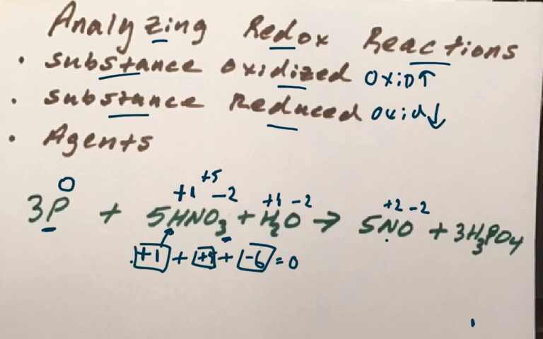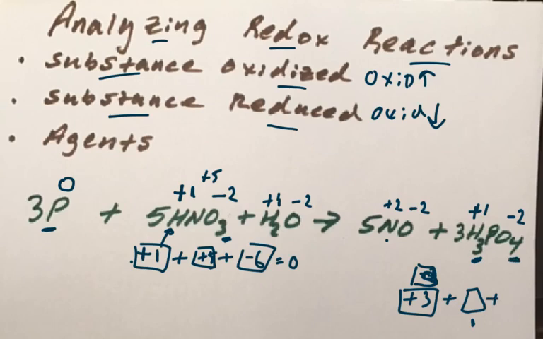And for H3PO4, phosphoric acid, we know H most of the time is +1. O most of the time is -2. We don't know what phosphorus is. Now notice we have 3 hydrogens here, so what's 3 times +1? 3 times +1 is +3, right? Write it in there. We don't know what that 1 P is yet.